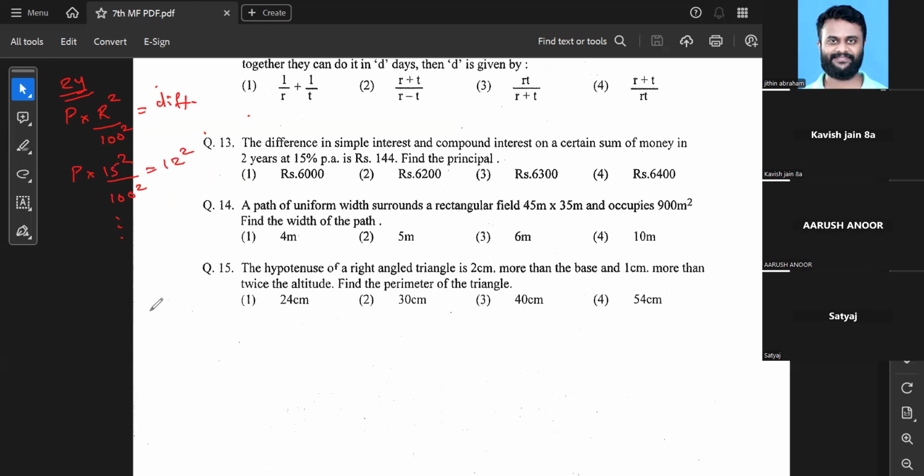Excuse me, sir. Yes, Arush, tell me. Sir, what Ajinkya sir had given as the formula for difference for 3 years and your formula were different. Okay, since you have already learned Ajinkya sir's formula, you stick to Ajinkya sir's formula only. Forget my formula. For 2 years, your formula is correct only. I don't want to waste our time discussing what sir gave and what I gave. If Ajinkya sir has given you any formula, please stick to that formula. So in this case, your answer should be 6,400. Any other doubt?